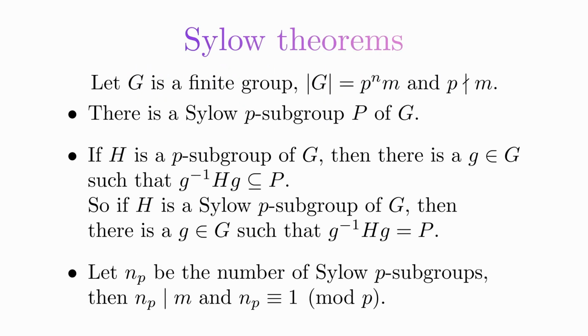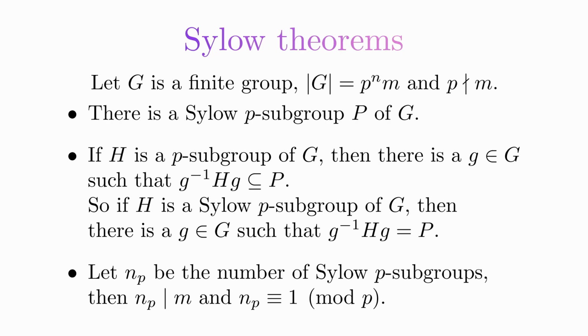The Sylow theorems make statements about Sylow P subgroups inside of a finite group. We have that there always exists a Sylow P subgroup we call P. For any P subgroup, a conjugate of that subgroup is inside of P, and in particular, every 2 Sylow P subgroups are conjugates. And finally, the number of Sylow P subgroups divides M and is equivalent to 1 modulo P. If the number of Sylow P subgroups is equal to 1, this Sylow P subgroup must be normal.